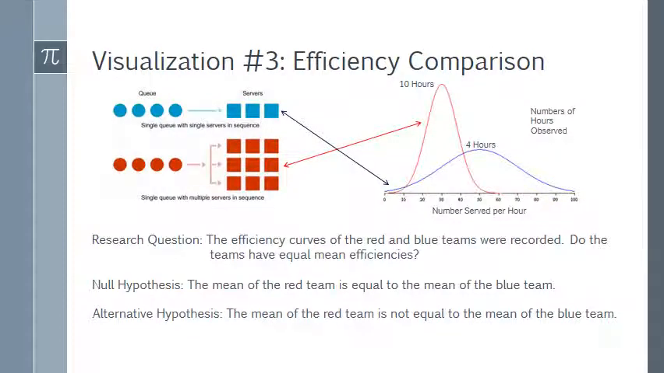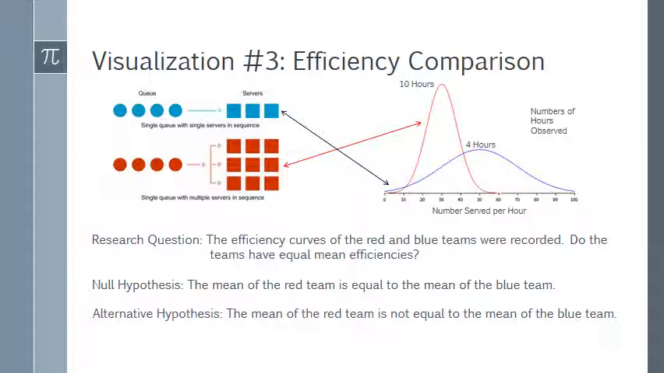Visualization number three, efficiency comparison. Here we have the queue and the servers. We're looking at single queue with single servers in sequence and single queue with multiple servers in sequence. Red denoting 10 hours, blue denoting 4 hours, number of hours observed, and the numbers served per hour.